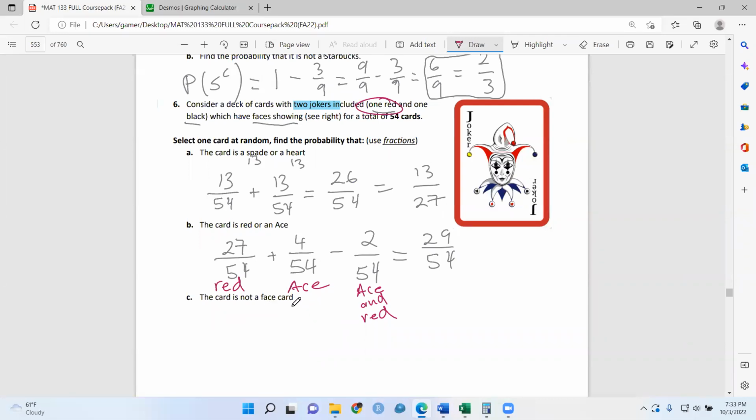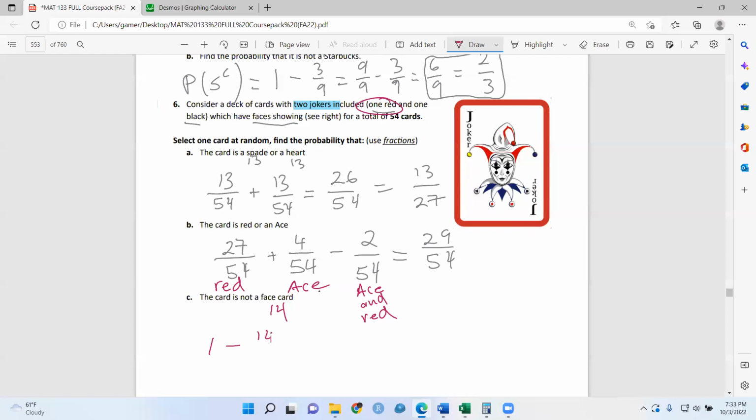How many face cards are there? 12, plus the jokers, 14. The Joker is so annoying. So we did this little face guy over here, right? So, showing faces? I said the answer was, the card is not a face. So I said 40. Is that right? Love it. That's what I got too.